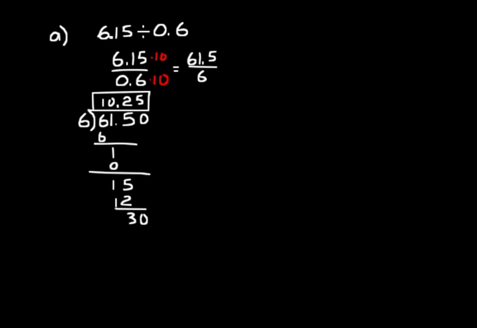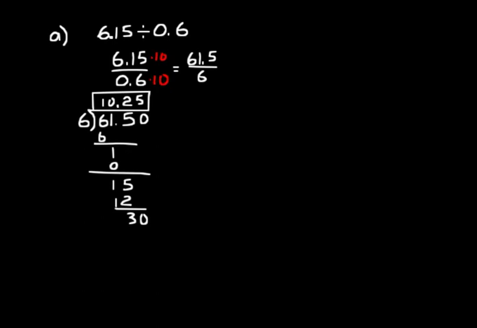Now remember how we used to think about doing division problems? How many 6/10ths are in 6.15? Now doesn't it make sense that there would be around 10 of them? Because if you multiply 6/10ths by 10, you'd have 6. So just try to make sure your answer makes sense. A little more than 10 6/10ths are in 6.15, so that does make sense.